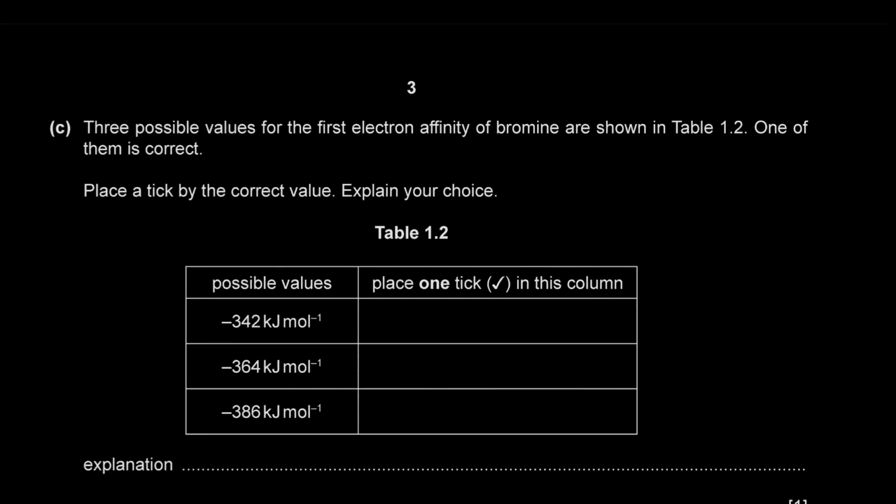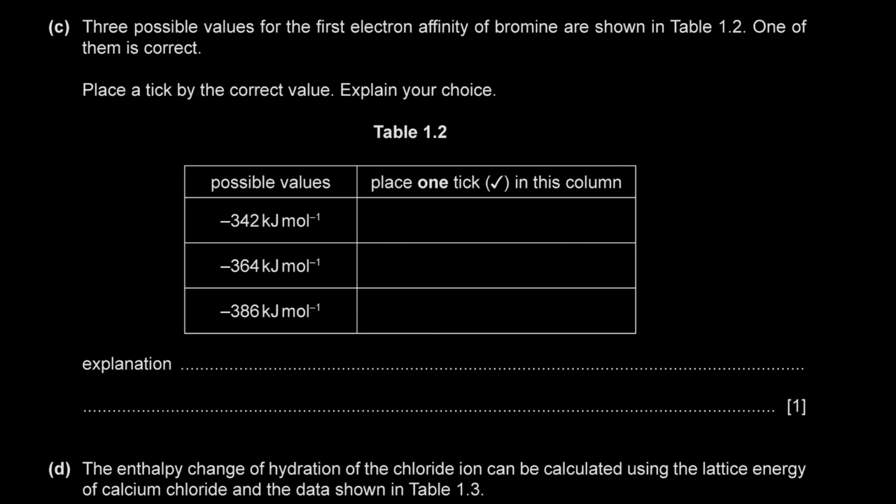All right, let's move on to part C. Three possible values for the first electron affinity of bromine are shown in table 1.2. One of them is correct. Place a tick by the correct value. Explain your choice. So from the table above, we know that the first electron affinity of chlorine is negative 364 kilojoules per mole, right? And bromine is below chlorine in the periodic table.